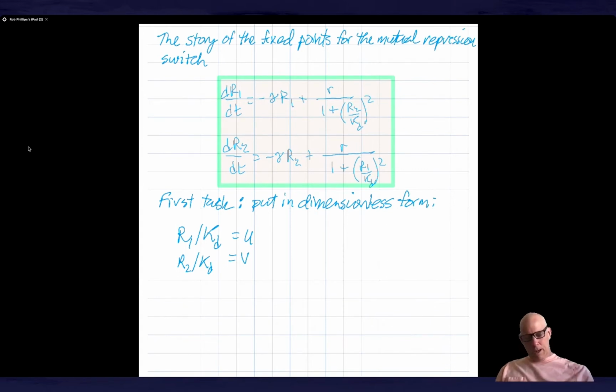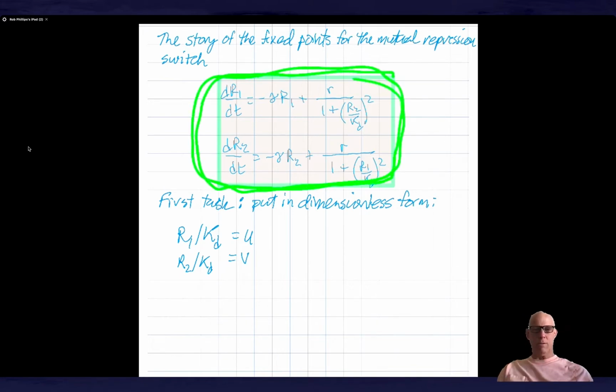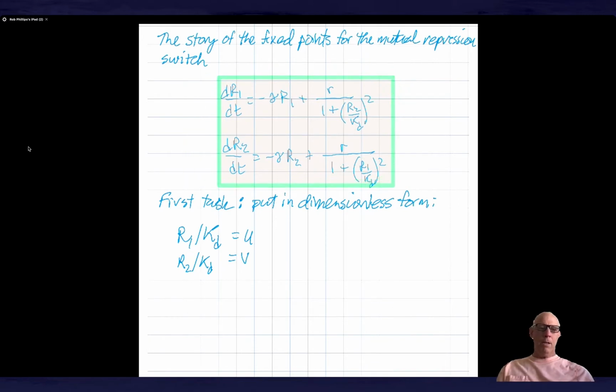So what you can see in this box at the top are the rate equations describing the time evolution of the two repressors. And in order to do my analysis of the nature of the solutions, I'm going to recast these in dimensionless form. So first of all, I'm going to define two dimensionless concentrations, U and V, defined as you see here. And I'm also going to define a new time scale. Maybe I'll call it tau, which is equal to gamma times t.